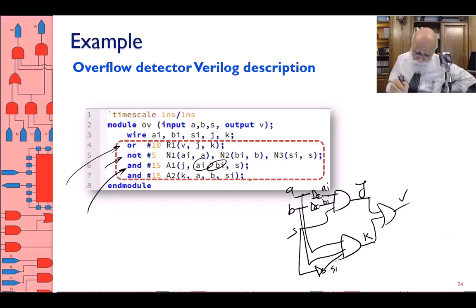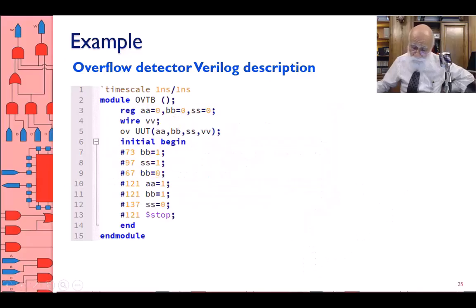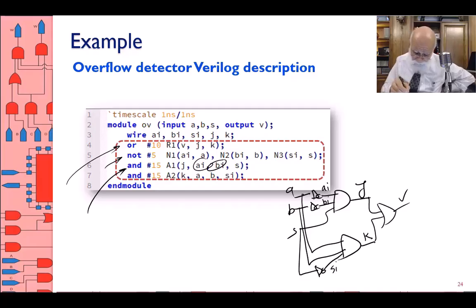You could do the same thing by changing this semicolon to a comma and then crossing this. What it would mean would be that one of them is A1, one of them is A2. The first AND is preparing output J, the second AND output K. You could do either one, however you want.